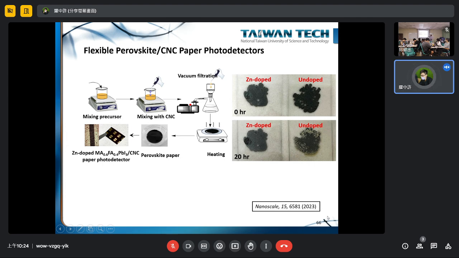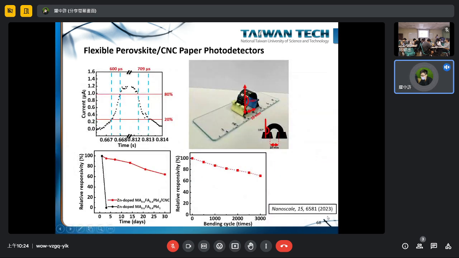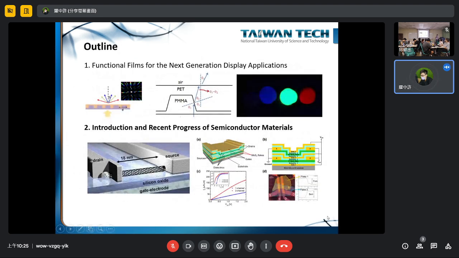And for this project, we mixed with cellulose nanocrystal to come up with a paper, and we try to make some electrode, so it can be used as a paper photodetector. And because this is a paper, you can try to bend it, bend it like 3,000 times and it still retains a certain level of responsivity. So this is a brief summary of the first part.